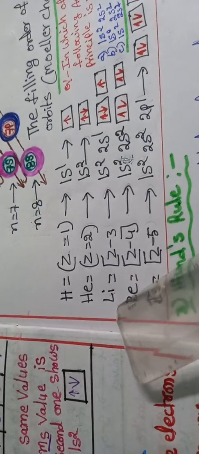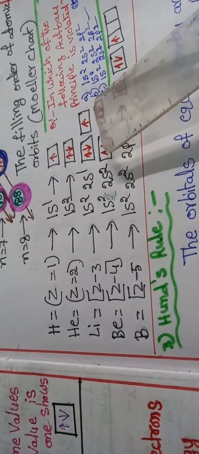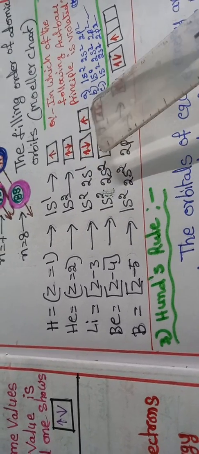Okay. Next one, helium. How many electrons are there? 2 electrons are there. Electron configuration 1s2. So how is it in the orbital? One is upward direction and the second one is downward direction. Next one, lithium. How many electrons are there? 3 electrons are there. Electron configuration 1s2, 2s1. So in the first orbital, one electron upward and the second one downward. Next, the third electron enters into the 2s orbital. So here the electron shows upward direction.